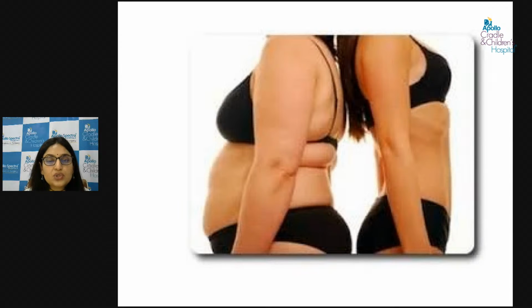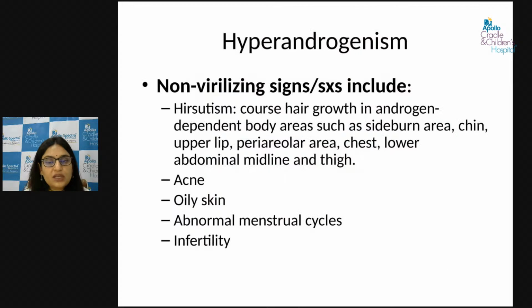Both kinds of person should keep in mind that there is a chance of PCOD. If you are facing any of the symptoms explained above, you should get tested and visit your gynec. Now, another worrying part of PCOD is hirsutism, which is abnormal hair growth. That is because of hyperandrogenism, the imbalance of male hormones in the body. Hirsutism is coarse hair growth in androgen-dependent body areas such as the sideburn area, chin, upper lip, periareolar area, chest, lower abdominal midline, and thigh. Acne, oily skin, abnormal menstrual cycles, and infertility are features that can happen because of hyperandrogenism, meaning excess male sex hormones in your body.